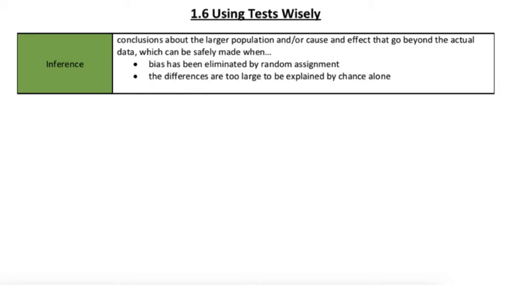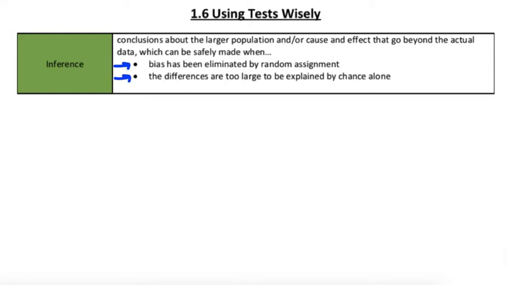One of the things we're going to be discussing today is inference, and that's conclusions about the larger population and/or the cause and effect that go beyond the actual data, which can be safely made with two different things. We need to make sure that bias has been eliminated by random assignment and that the differences are too large to be explained by chance alone.